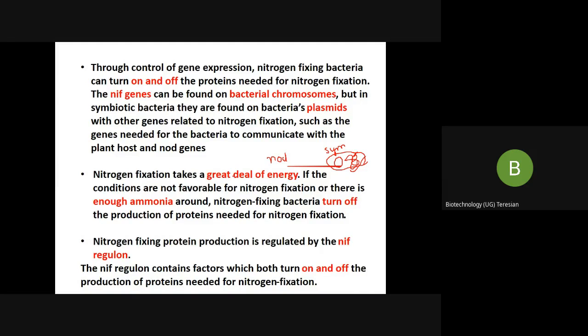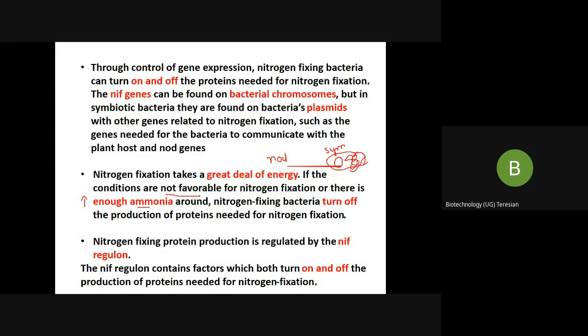So if the conditions are not favorable for the nitrogen fixation, or there is enough ammonia around, nitrogen fixing bacteria will turn off the production of the proteins. What does it mean? It means that when the conditions are not favorable for the nitrogen fixation, or if there is enough amount of ammonia, we told you it is a product of nitrogen fixation. Your nitrogen fixes the atmospheric nitrogen in the form of ammonia.